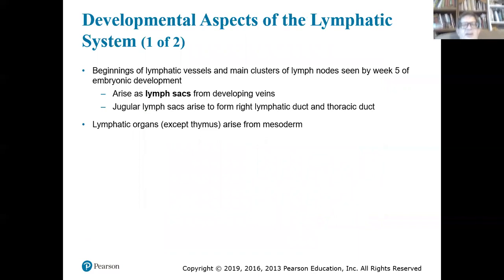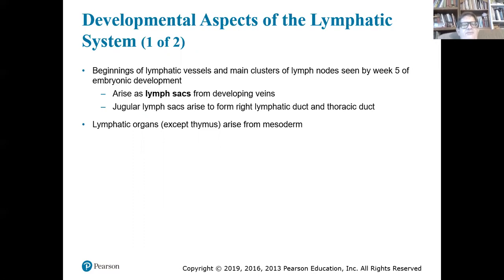So the beginning of the lymphatic vessels, clusters of lymph nodes, is seen in an embryo by week 5. They start out as little lymphatic sacs that are attached to the developing veins. The jugular lymph sacs are going to form the lymphatic duct and the thoracic duct, which makes sense because you remember those two ducts, when they're mature, are going to empty the lymph into the venous system at the jugular veins, the junction of the jugular and carotid veins.